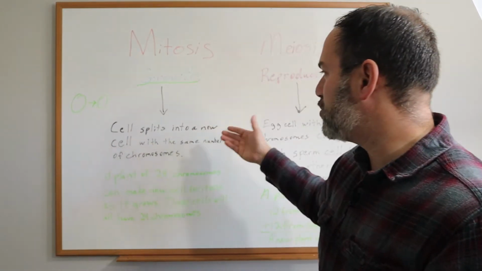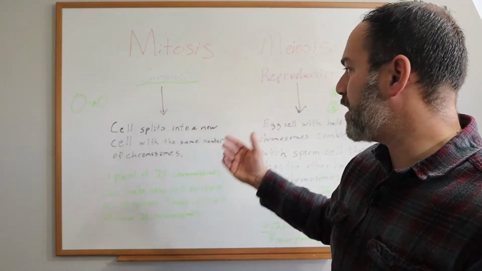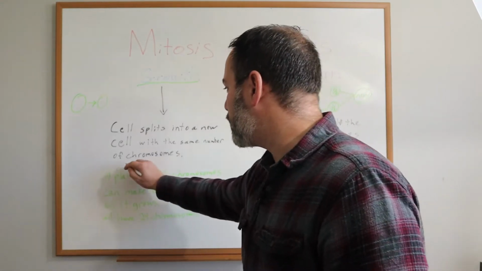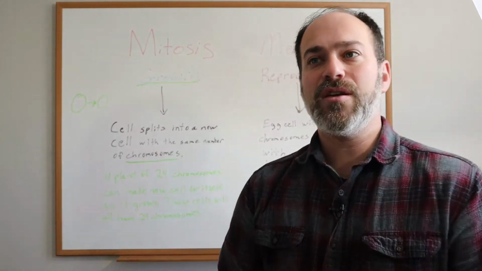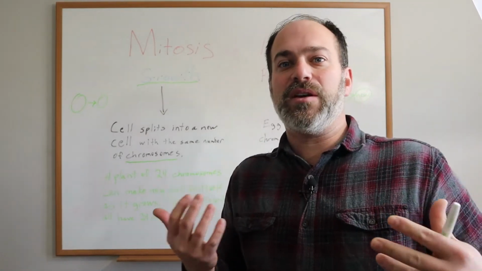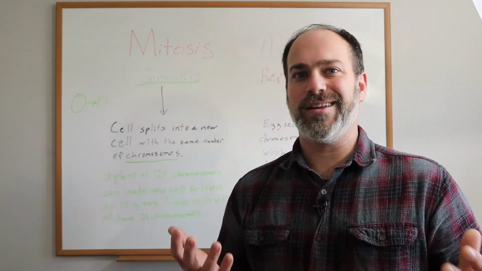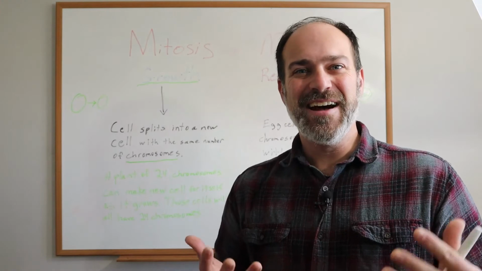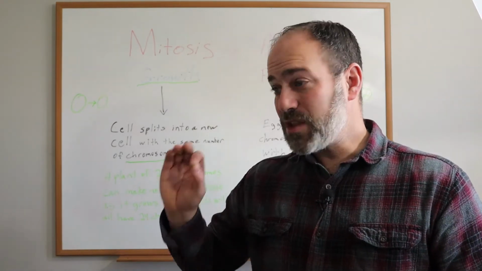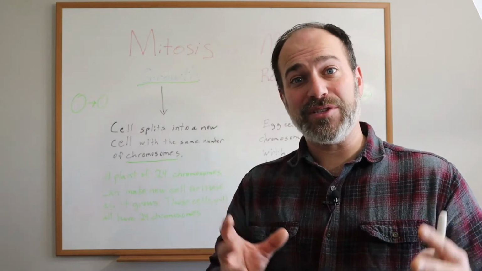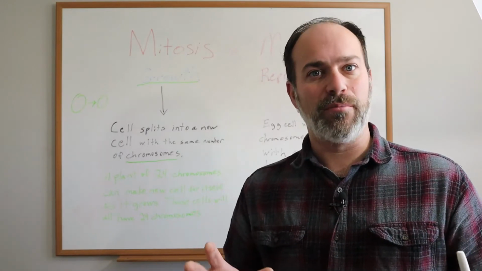Well, the cell splits into a new cell with the same number of chromosomes, and it's really important that you understand this concept of chromosomes. Okay, every created living being has chromosomes. God has put that within our DNA of living things. And so you have a specific number of chromosomes. And those cells in that particular thing will always have those number of chromosomes.